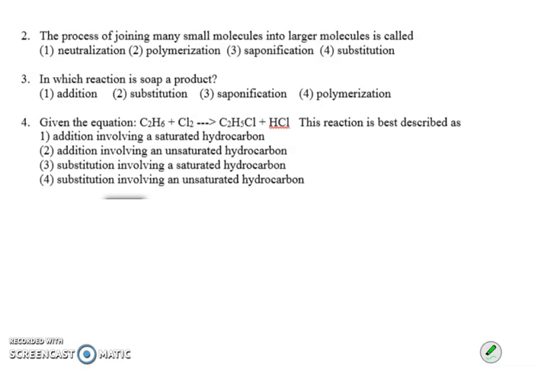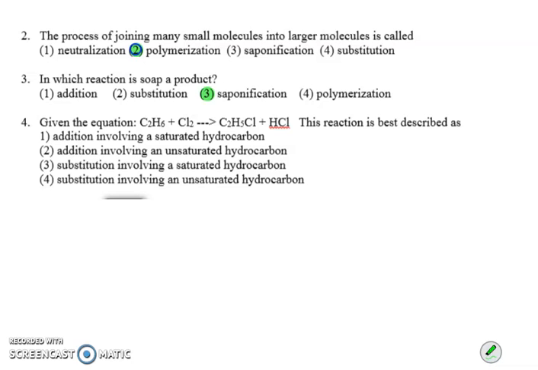Number 2 says the process of joining many small molecules into a large molecule. Small molecules into a larger molecule, that is your clue that this is polymerization. Number 3 says which reaction has soap as a product. Soap is always going to be a product of saponification.